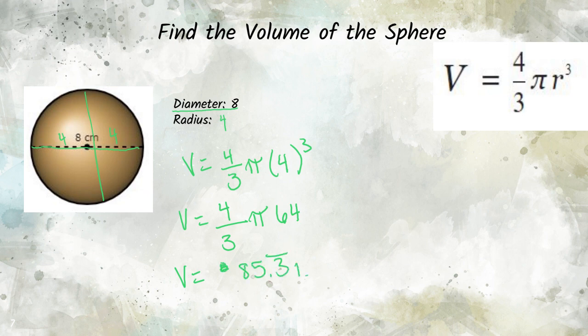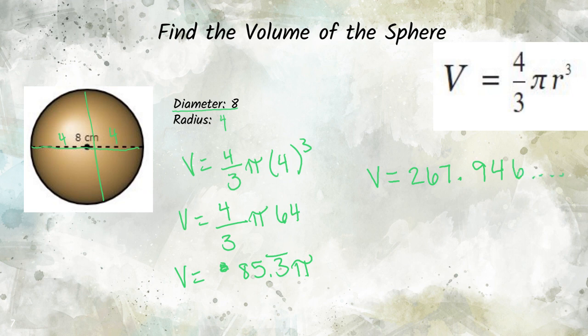85.3 repeated. And then I still have to multiply that by pi. And you can leave that as your answer, or you can multiply by 3.14. When you multiply by 3.14, what do you get? You should get that your volume equals 267.946, and then it keeps going.